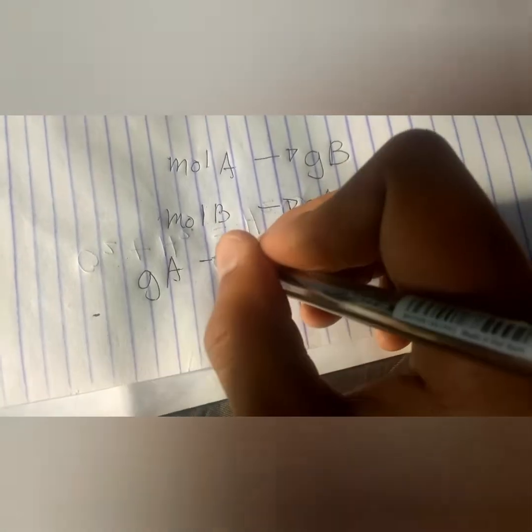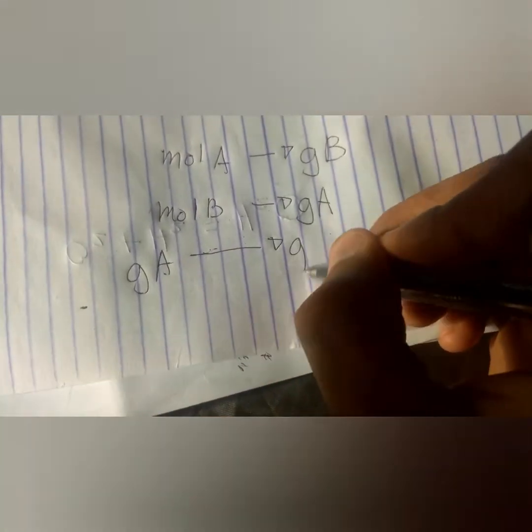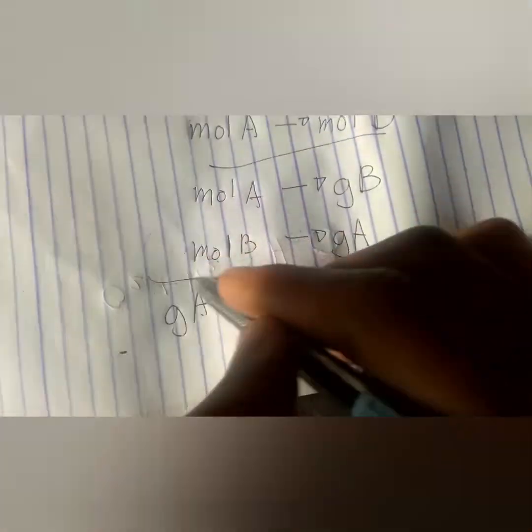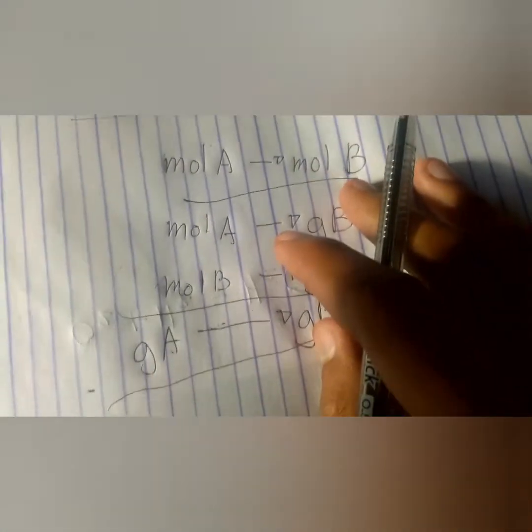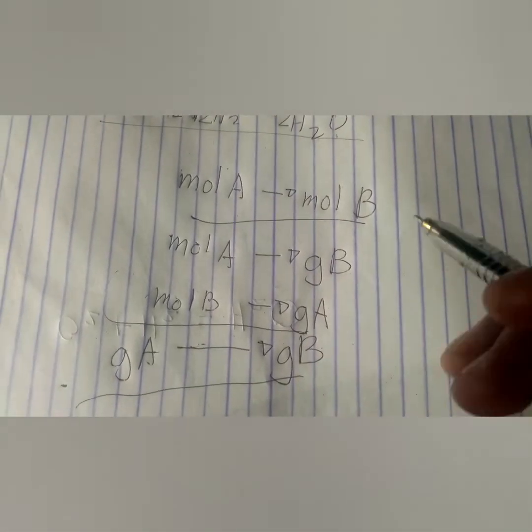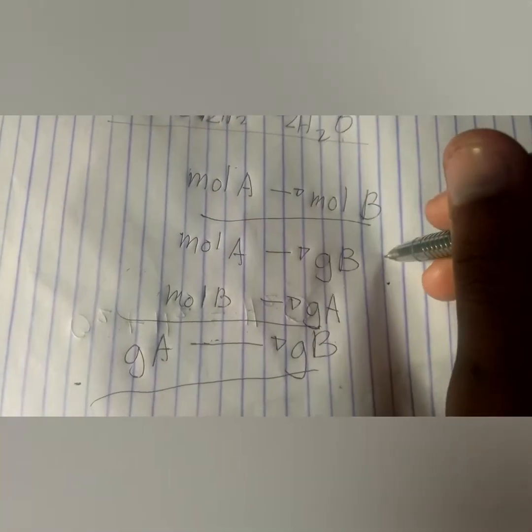The third type of problem is you will be given the grams of substance A and you're going to convert it to the grams of substance B. So these are the three types of problem that you are going to face when you solve stoichiometry problems. But don't worry, we are going to discuss each of these in the video tutorial. Let's go to the first problem.